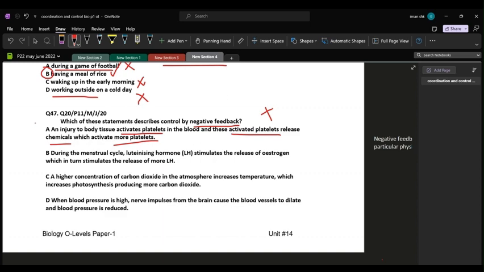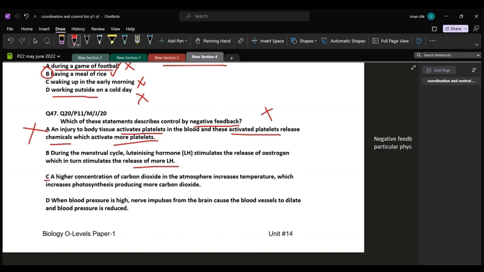So this cannot be our answer because we have to find out the statements that is best described in terms of negative feedback. Option B. During the menstrual cycle, luteinizing hormone stimulates the release of estrogen, which in turn stimulates the release of more LH. Now again, more, the same word. So again, we can grasp that idea that this is positive feedback because LH hormone was stimulated, then estrogen was stimulated by it, and in turn, again, estrogen stimulated LH. So there's more things happening instead of counteraction that we can see.